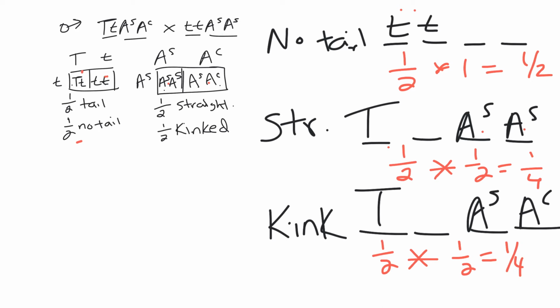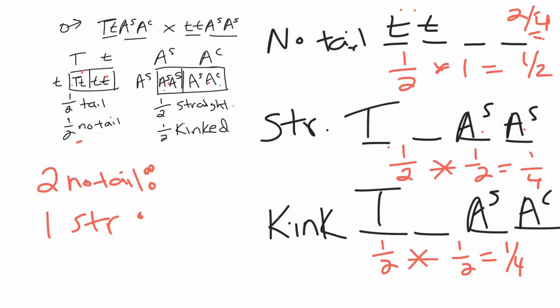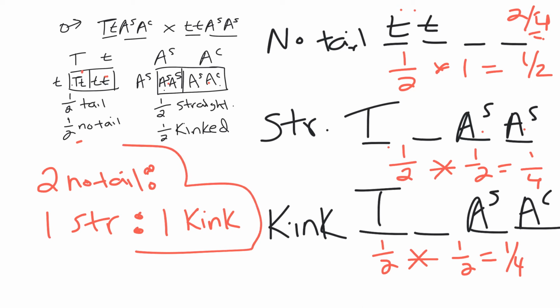Now I've asked you about the genotypic ratio, which is not fractions, it is whole numbers, and you have to make them over the same denominator. So we'll have to make the 1/2 go to 2/4 because it all has to be the same. So just to remind you, 2/4. Okay, so our phenotypic ratio is we expect 2 no tails or tailless to every 1 straight-tailed offspring to every 1 kinked-tailed offspring. And that would be our phenotypic ratio.